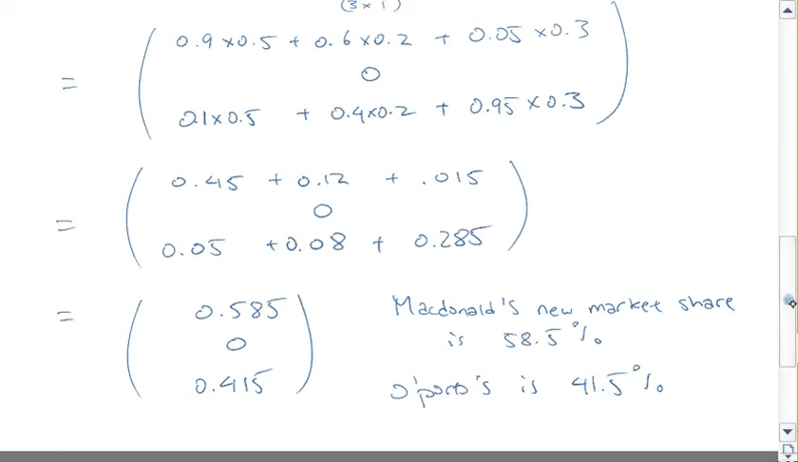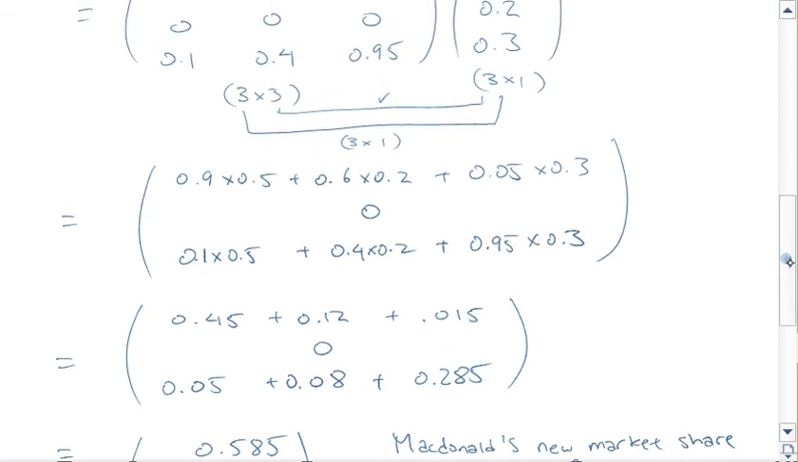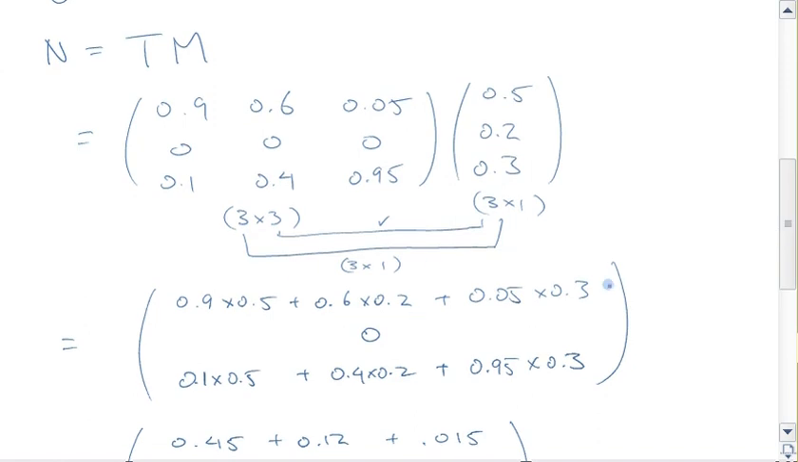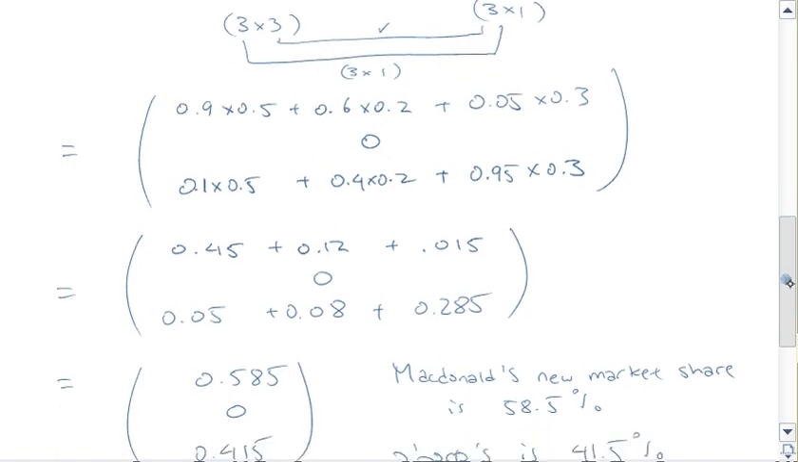That's one thing. Another thing is, let's go back and just think about what we actually did when we did this matrix multiplication. So let's look at these numbers here. In order to work out the new market share, we took 90% of McDonald's original market share and added to that 60% of Hungry Jack's 20% and 5% of Oporto's 30%. So they gained this, and they retained this. So those are where all the different components of McDonald's new market share come from. And the same thing goes for Hungry Jack's and for Oporto.